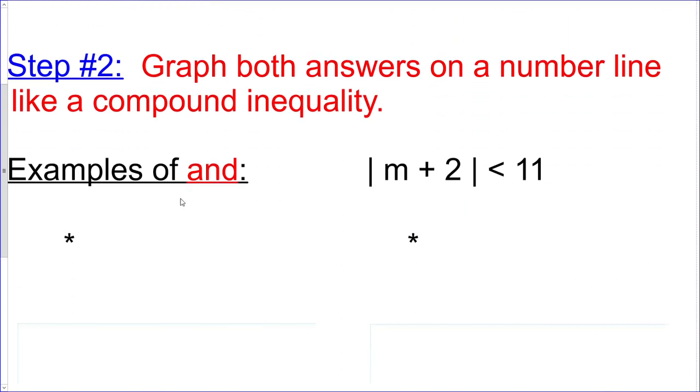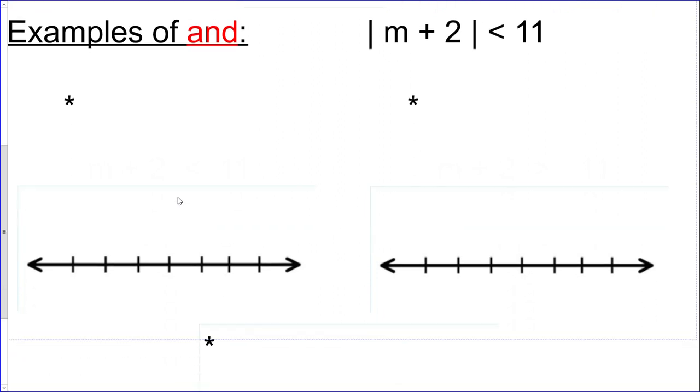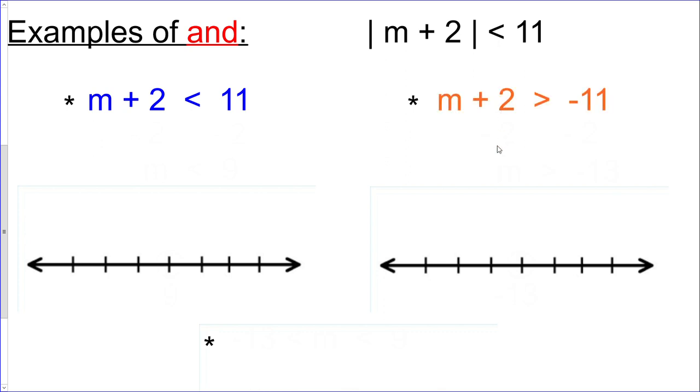First thing I want to do is take a look at an example of an AND compound inequality. And so this one is absolute value. We have the absolute value of m plus 2 is less than 11. So that first step was to solve it twice. So the first thing we're going to do is just get rid of the absolute value bars and solve it for that. Then we are going to change this from a positive 11 to a negative 11, and when we do that we need to switch the direction of the inequality sign.